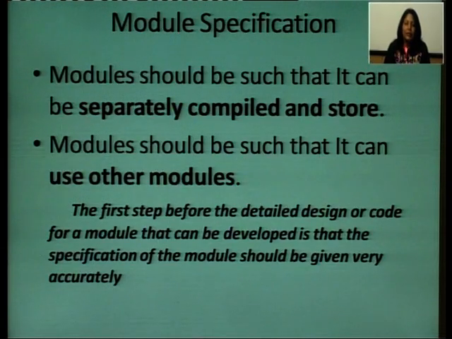So the first step before the detailed design, or you can say before the coding for a module is developed, is that the specification of a module should be given very accurately, right? Again I am repeating, before designing the system or coding, the specification of a module should be given very accurately.